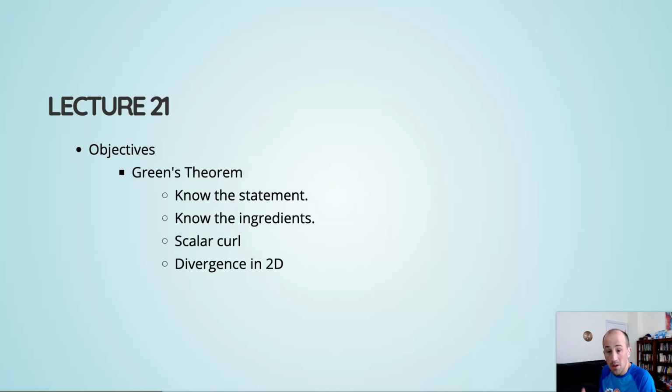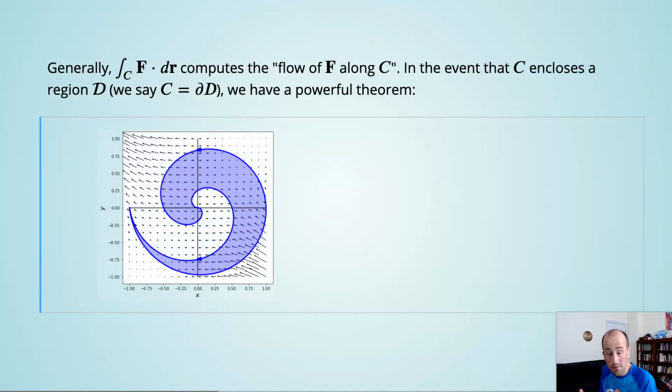The important thing to know about Green's theorem is to know the statement first of all. What does it say? Or, at least write it down, and then know the ingredients for that statement. What does it relate to? By doing that, we get a better handle on what it really says. And then for more advanced analysis, we'll talk about things like scalar curl and divergence in 2D. Now, we're not going to get to those in this video, but we will get to them at a later time.